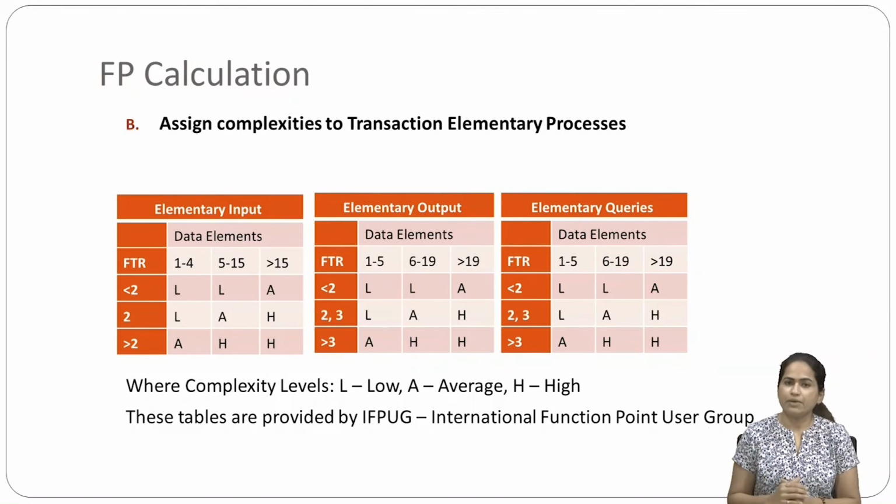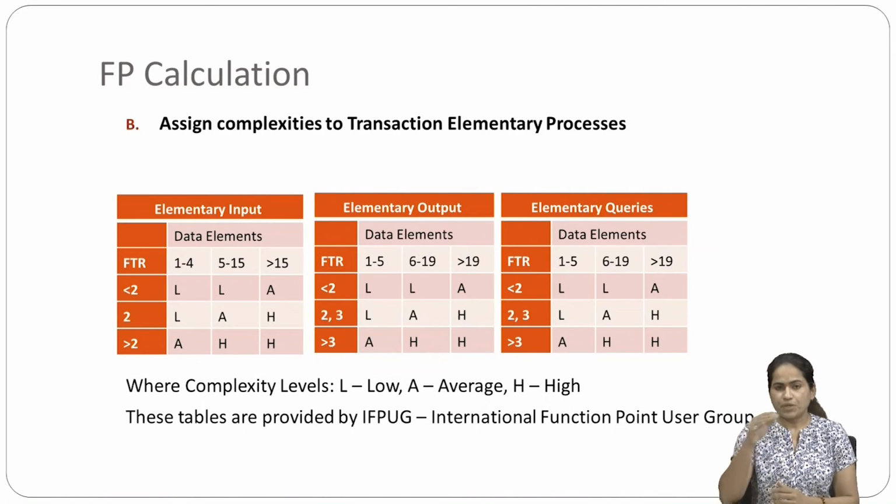For elementary queries, suppose your FTR is less than 2 and your data elements are 6 to 19, then it will have low complexity. Suppose for FTR greater than 3 you have data elements greater than 19, then you will have high complexity. So these are the complexities we have for EI, EO and EQ.